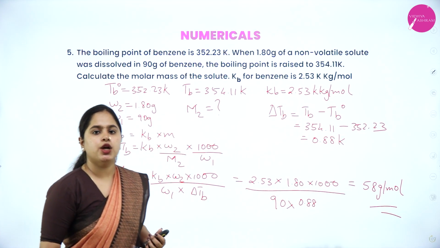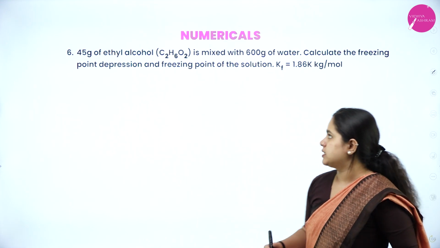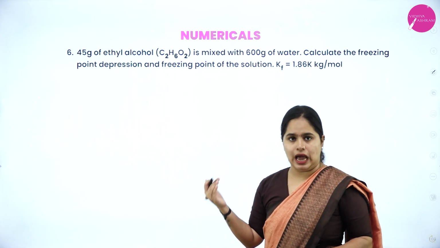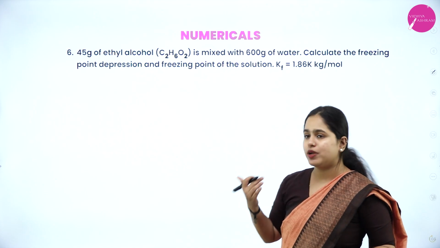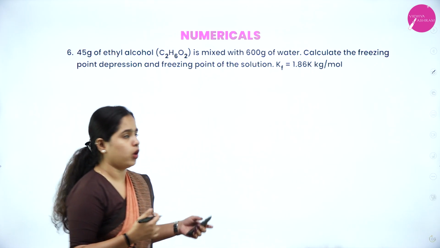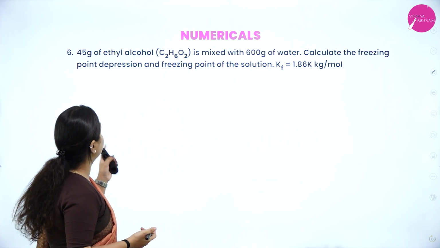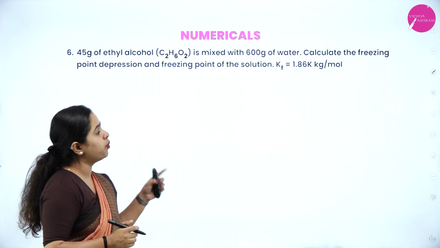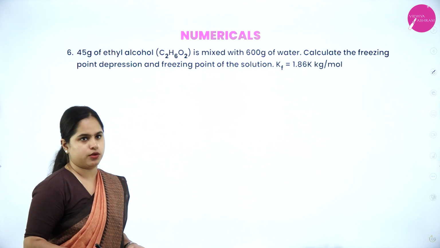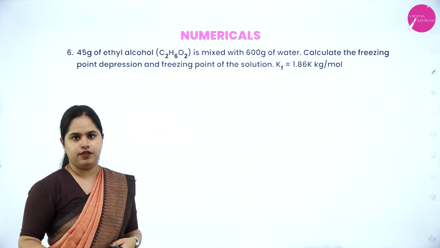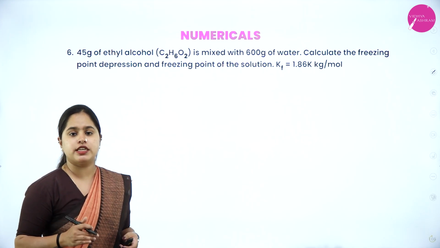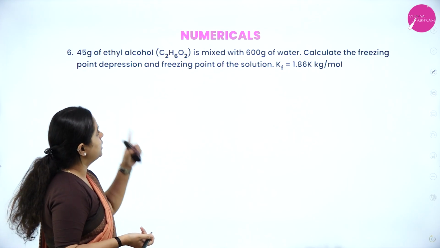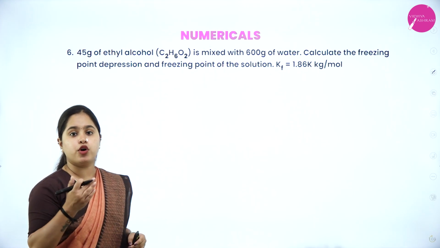Clear? Now, moving on to the last question. 45 gram of ethyl alcohol is mixed with 600 gram of water. Now, you have to calculate the depression in freezing point and the freezing point of the solution also. And the Kf is given here.